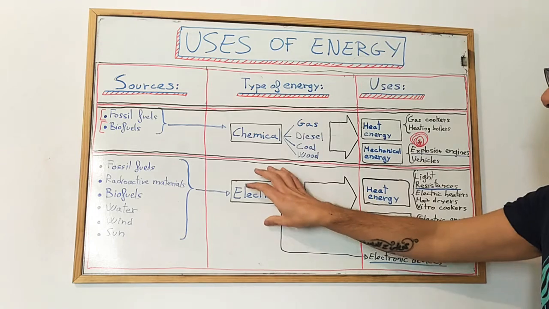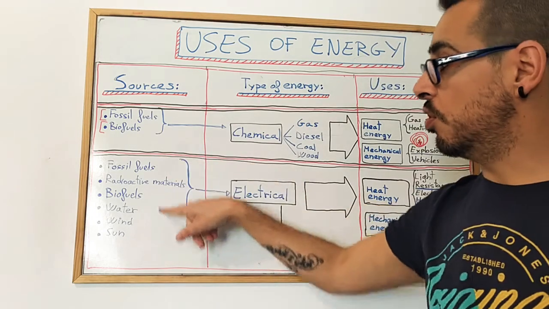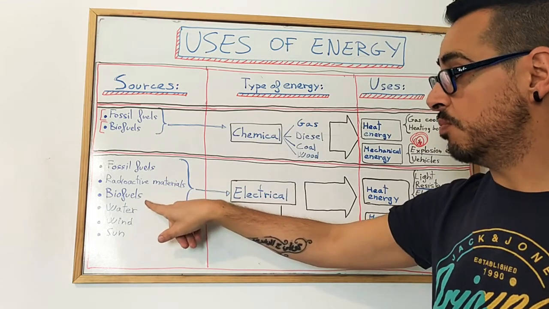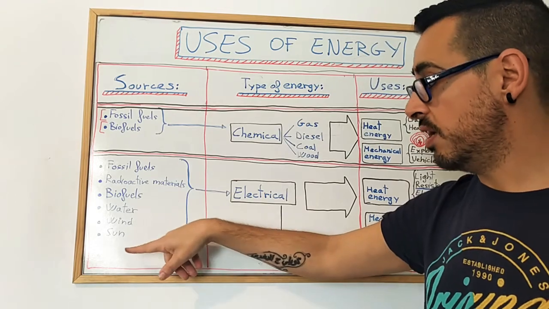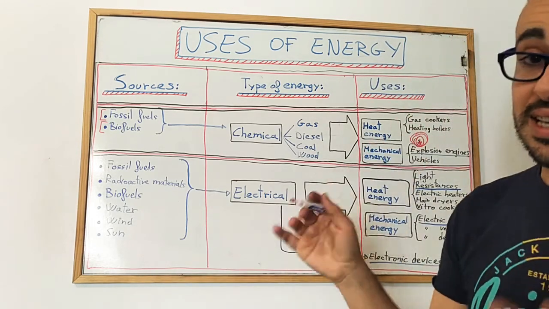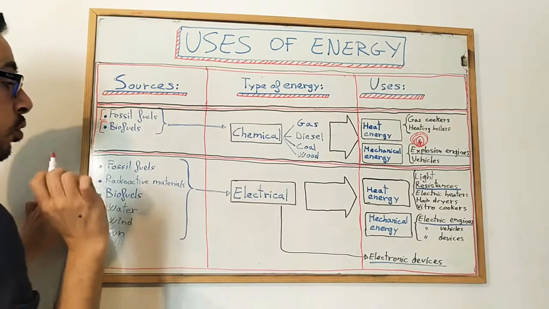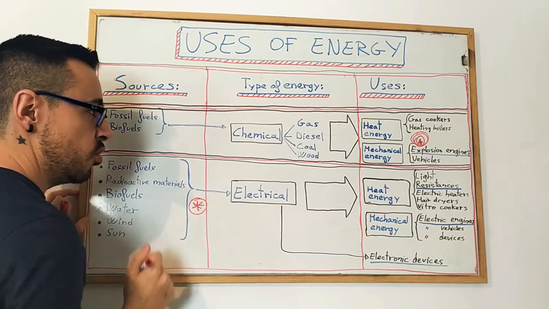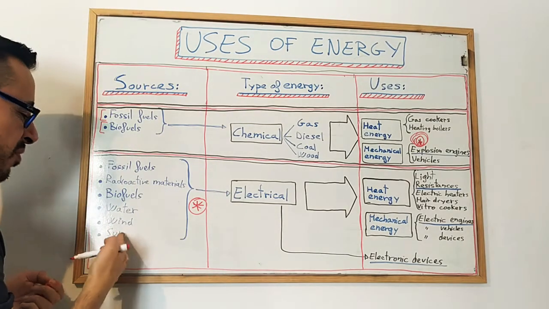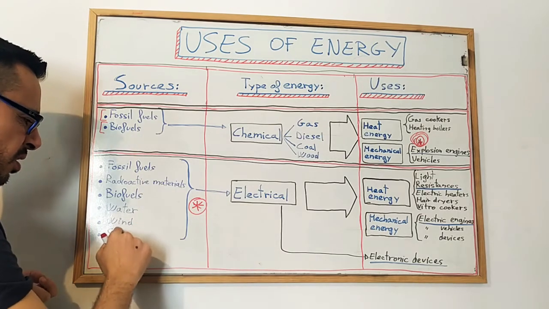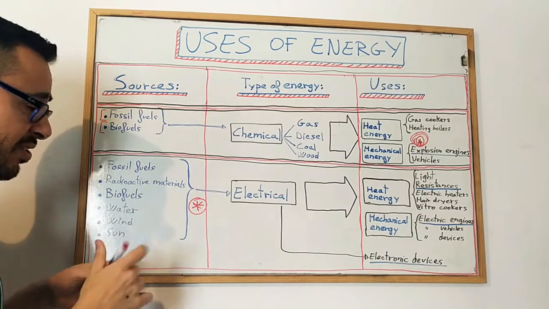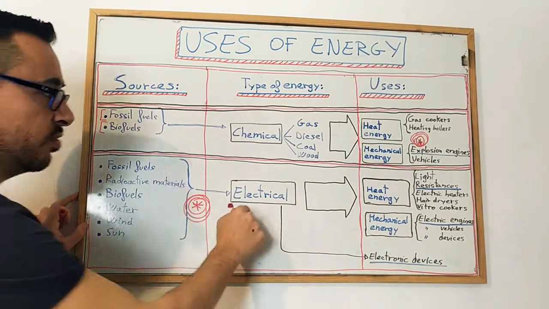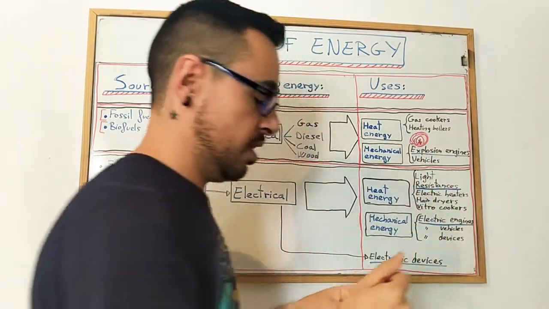And then we can get electricity from these sources: from fossil fuels, radioactive materials, biofuels, water, wind, and sun. We are seeing it later. How do we get electricity from this? Because maybe you are thinking, how can we make electricity using the wind? So we are seeing it later. Now we are going to explain how we transform this into electricity, and how an explosion engine works.